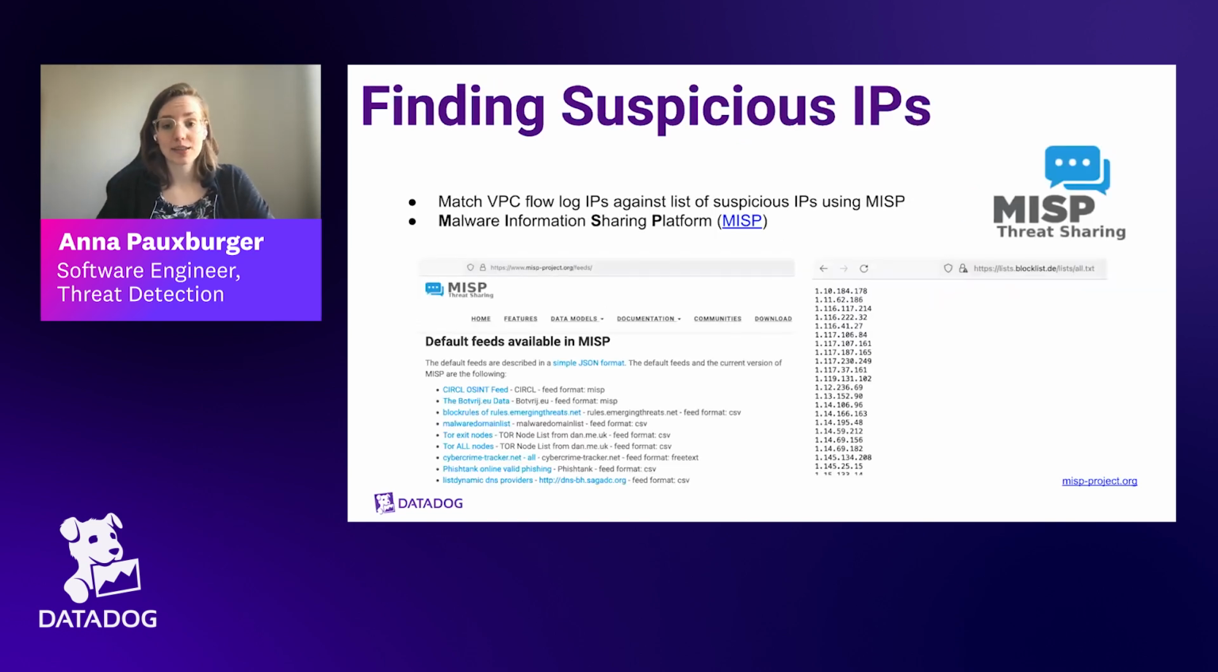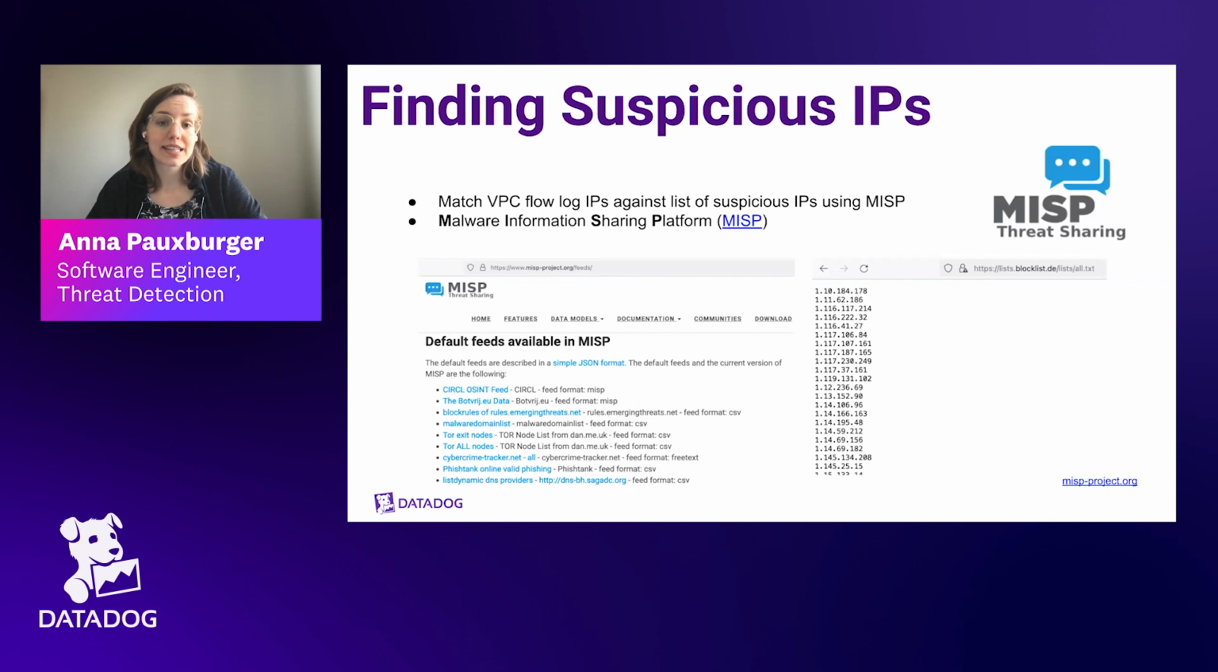Now, how do we find suspicious traffic? We match the VPC Flow Log IPs against a list of suspicious IPs using MISP. MISP stands for Malware Information Sharing Platform, and it allows us to easily maintain a list of suspicious IPs. And MISP is open source and free to use. So if you want to, you can very easily add it to your own security system as well.